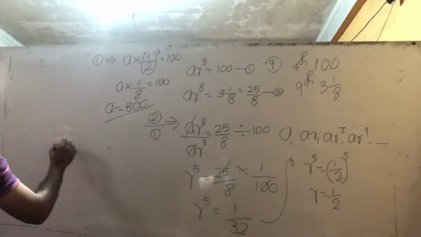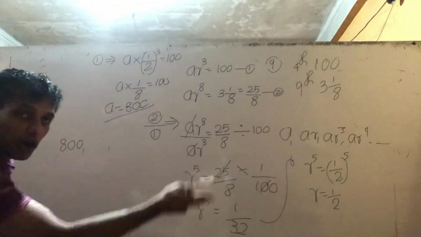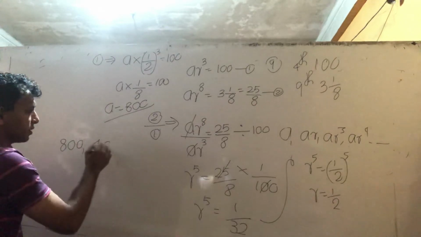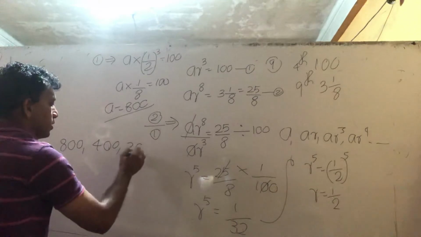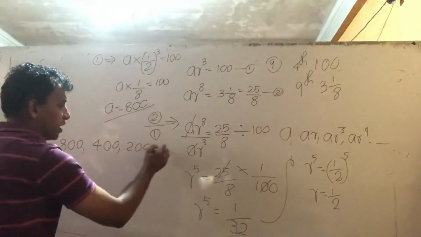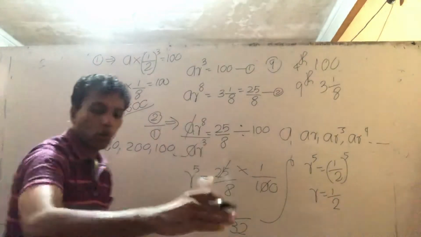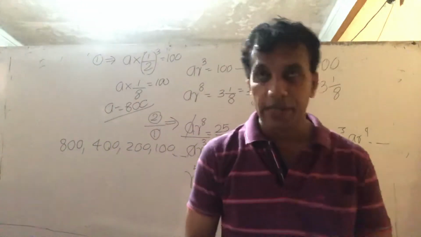800, multiplied by half, 400. 400 multiplied by half, we divide by 2, 200. 200 multiplied by half, 100, and so on. That's the geometric series here.